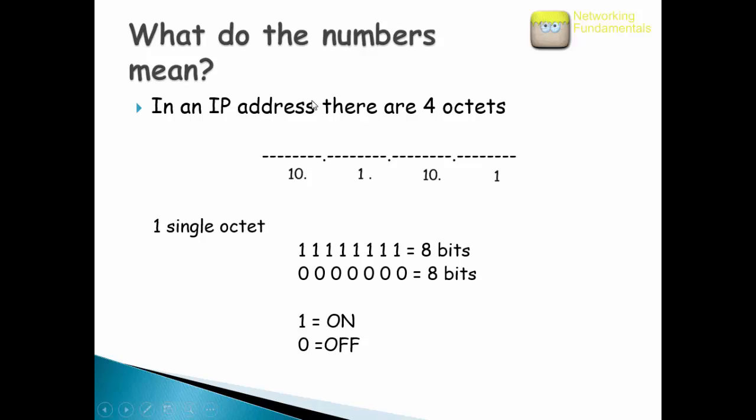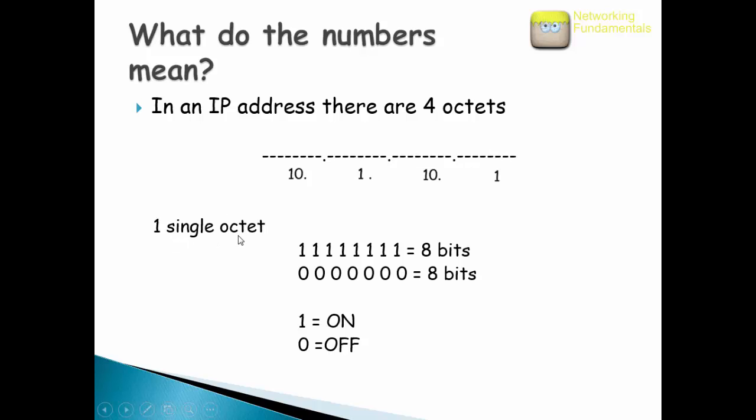So an IP address has 4 octets. For example, 10.1.10.1. What do these mean? Each one of these is an octet. You've got 8 bits here, 8 bits here, 8 bits here, and 8 bits here. So 8 bits is equal to an octet. So you've got 1, 2, 3, 4 octets in an IP address.